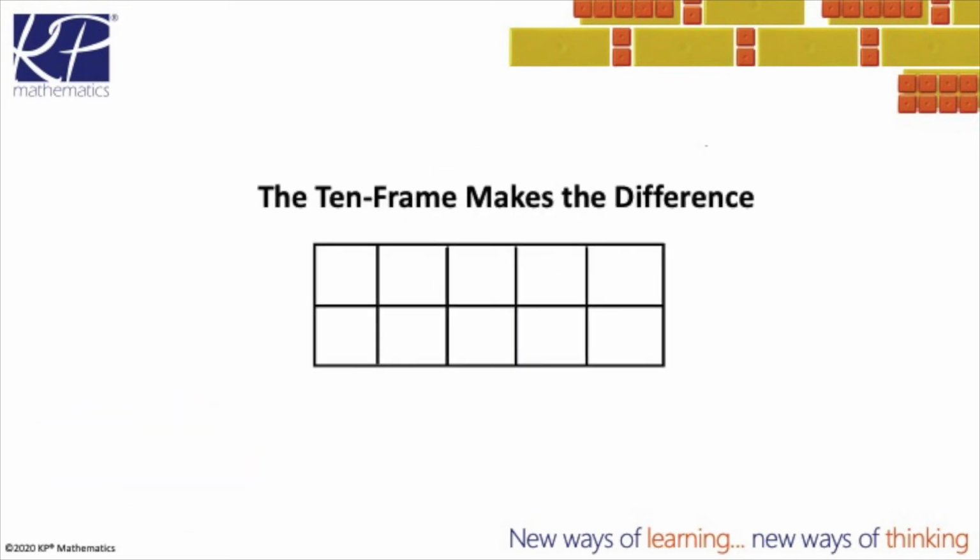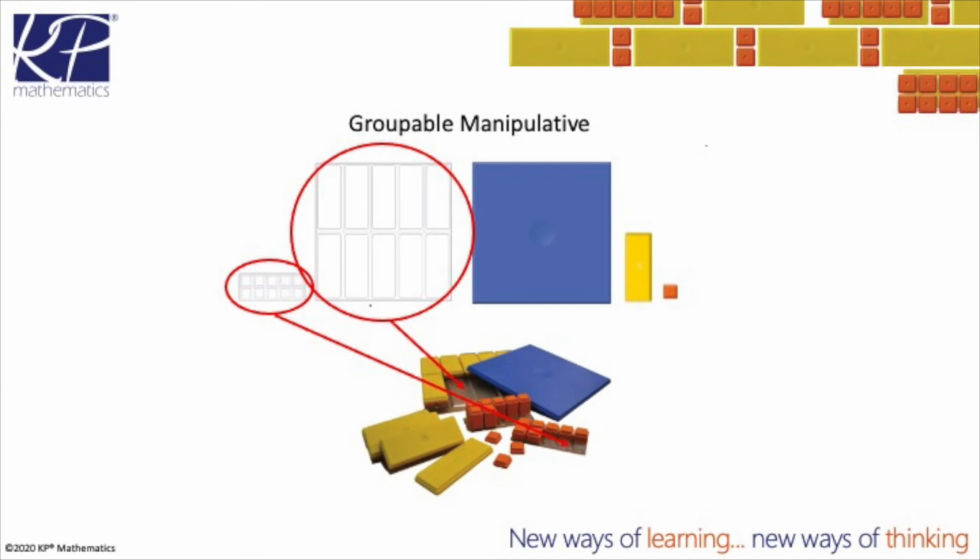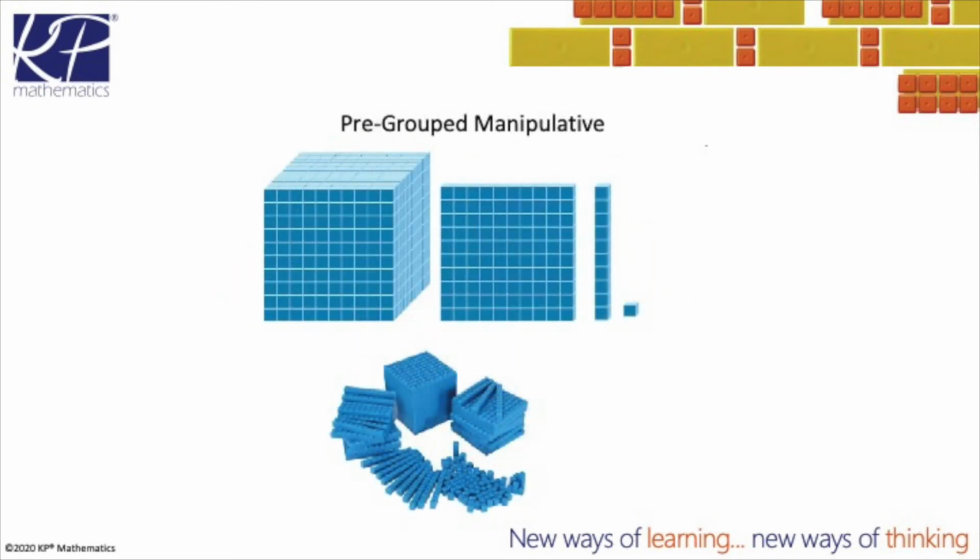The most critical difference between base 10 blocks and 10 frame tiles is attributable to the 10 frame. 10 frame tiles is a groupable manipulative. Tiles on 10 frames can be grouped for place value exchanges. Base 10 blocks, on the other hand, are a pre-grouped manipulative. Their components cannot be grouped for place value exchanges. They can only be traded.